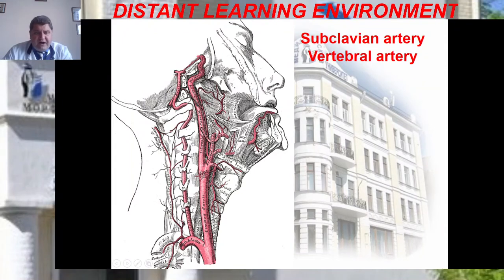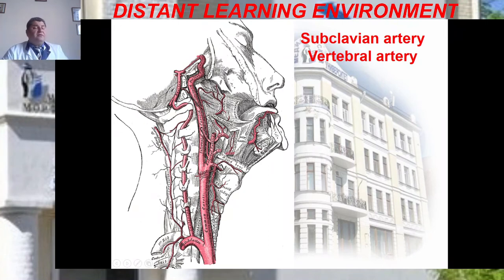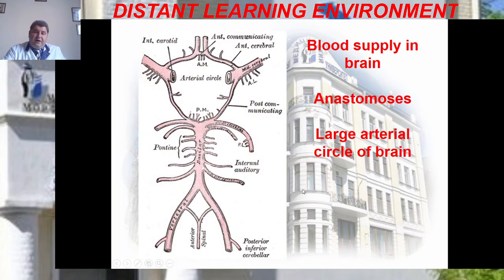Next, the third part is the atlantic part. You may see that it forms convolutions over the atlas and its transverse foramen. And the fourth part penetrates the atlanto-occipital membrane and passes into the skull cavity, and it is named the intracranial part. Let's talk about the brain's arteries in detail, and also about anastomosis.